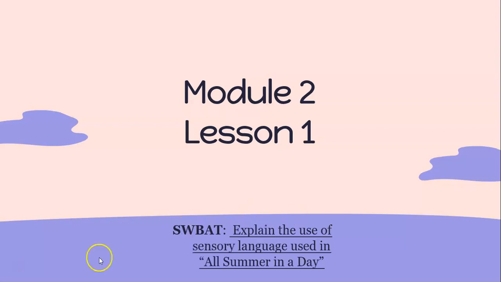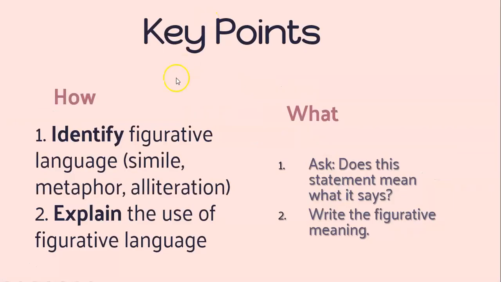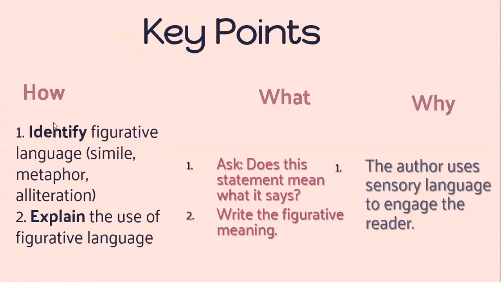Students will be able to explain the use of sensory language in All Summer in a Day. So let's go over the key points. How are we going to do this? How are we going to find sensory language? We're going to identify figurative language, for example, similes, metaphors, alliteration. Remember, simile and metaphors both compare, but a simile uses like or as, and a metaphor uses is or are. Explain the use of figurative language. So we need to know and explain why the author used figurative language.